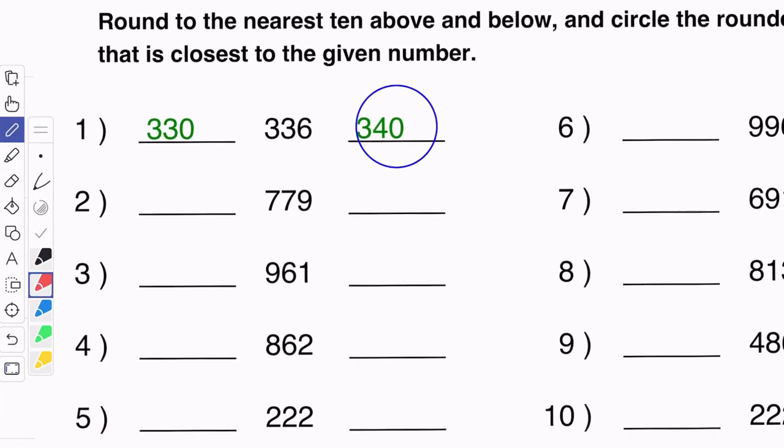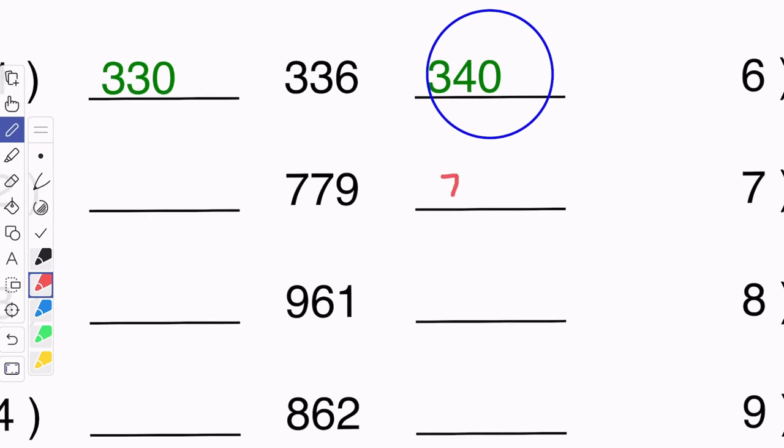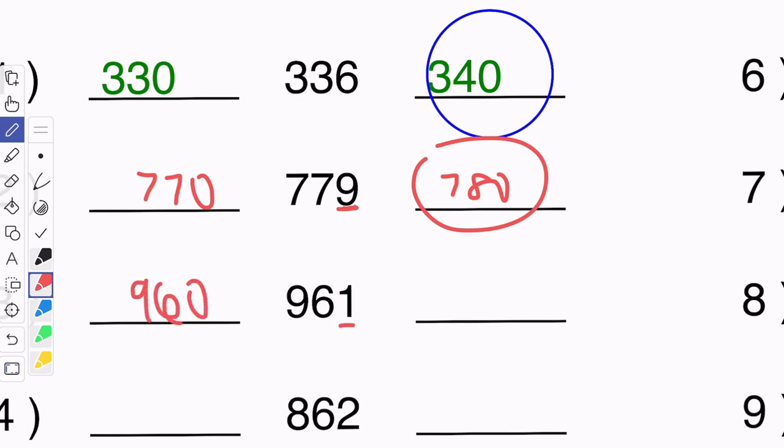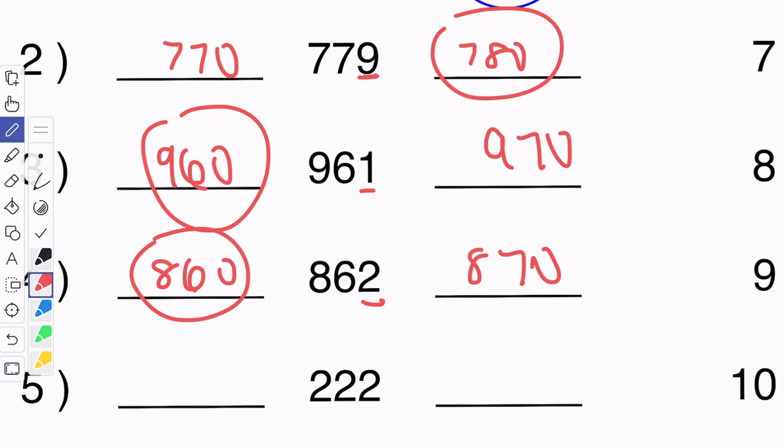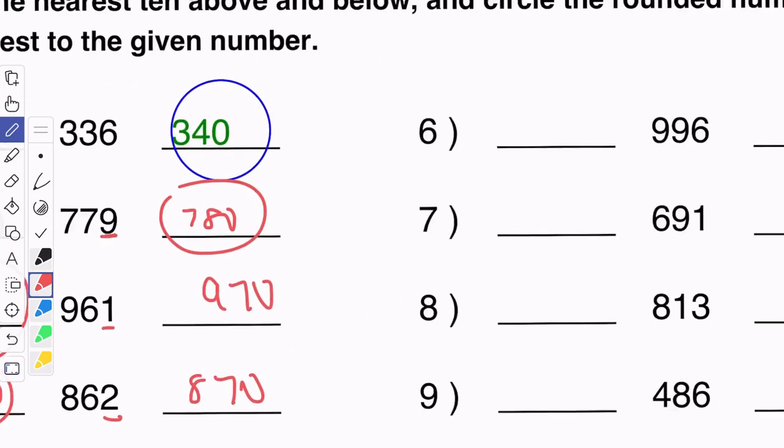With our three-digit numbers. So it would be 780 and 770, but it has a 9, and that's above 5, so we're going to round up. It has a 1, so we're going to round down to 960, because it's closer to 960 than it is to 970. 862, we have 860, and then 870, it's a 2, so it's much closer to 60. 222, this one's a little confusing, so it's going to be 220 and 230. The 2 indicates that it's going to round down.